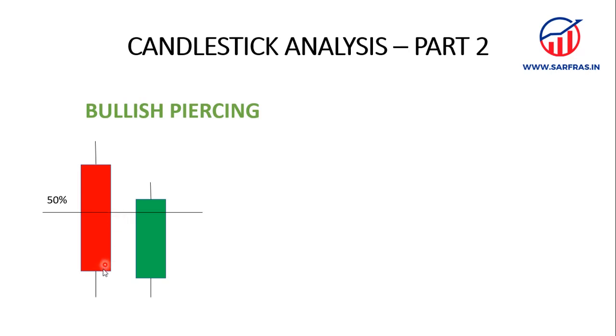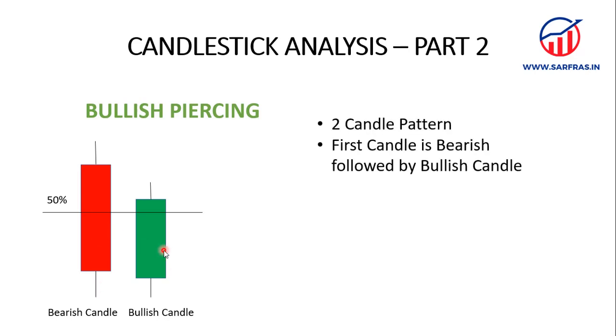In a live chart, what's going to happen is that since the first candle is bearish, the price will be falling, and then you'll have a bullish candle formation. It's going to move up and cross 50% of the body of the previous candle. So this is the bearish candle and this is the bullish candle. Basically it's a two-candle pattern, and the first candle is typically bearish.